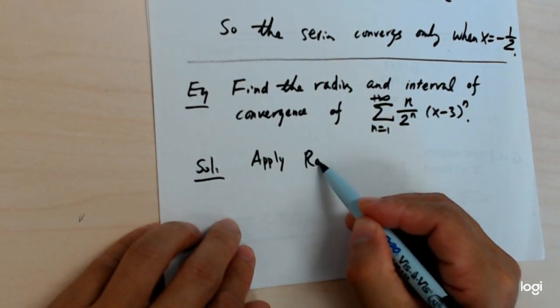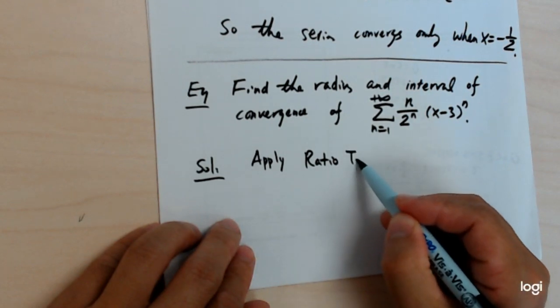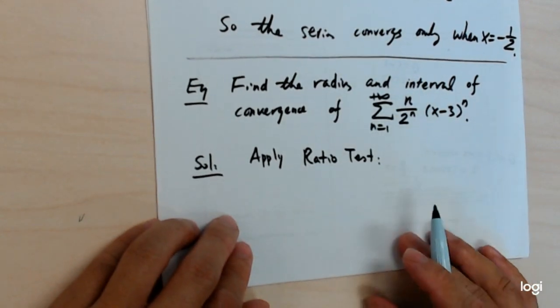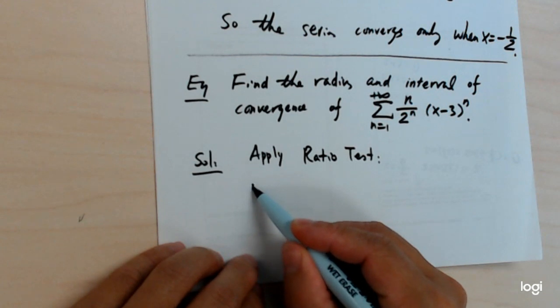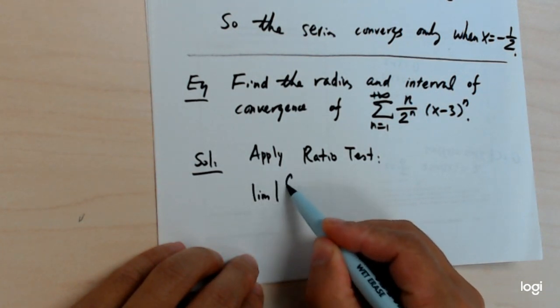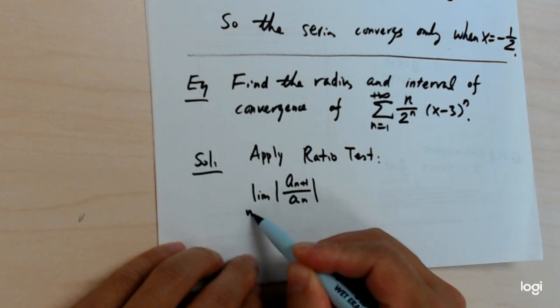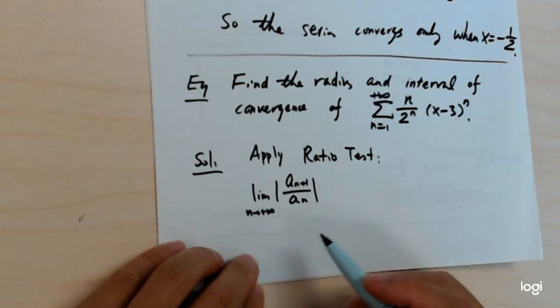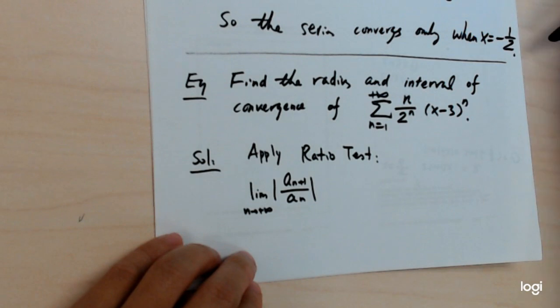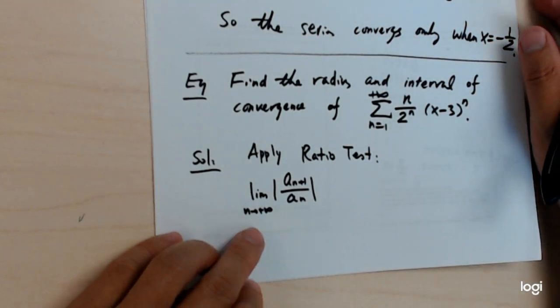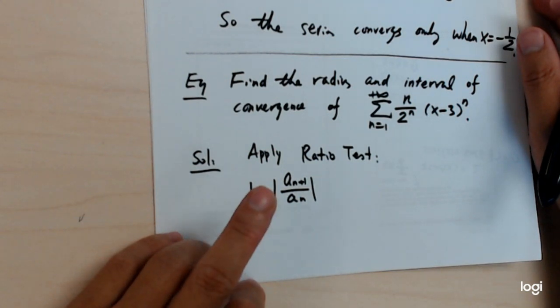Apply the ratio test, meaning we have to calculate the limit of the ratio. This is something you need to memorize. A lot of you often have problems starting a question like this. Memorize this. That's how the ratio test goes: the limit of the ratio.